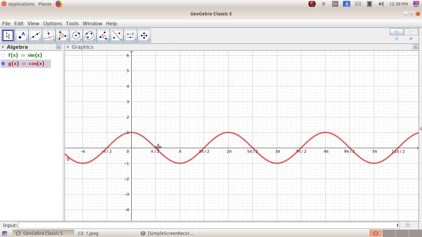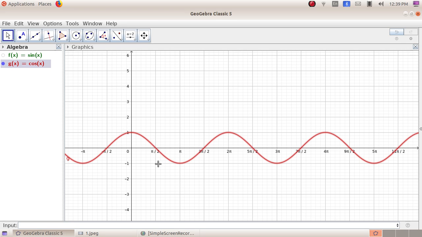So at odd multiples of pi by 2, the value is 0. The value of cos x will be 0 at pi by 2, at 3 pi by 2, at 5 pi by 2, at 7 pi by 2.